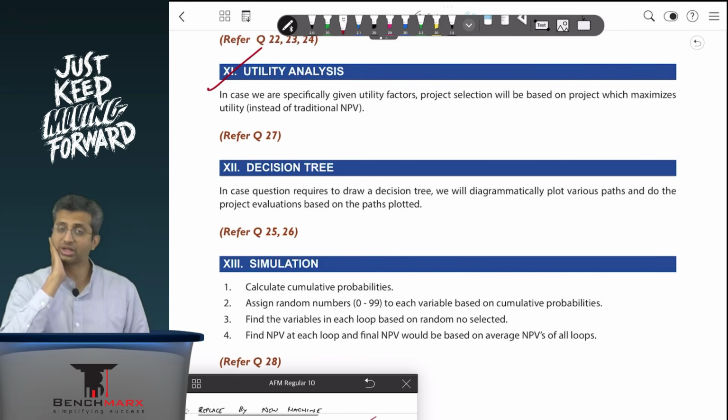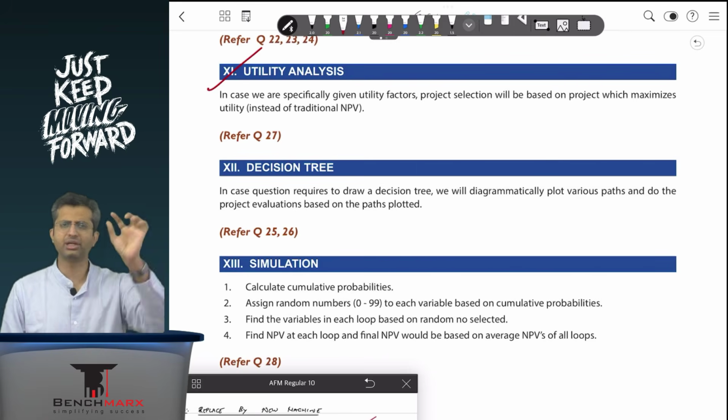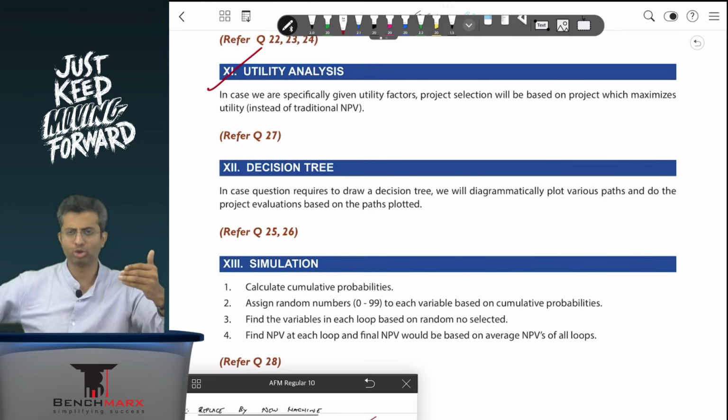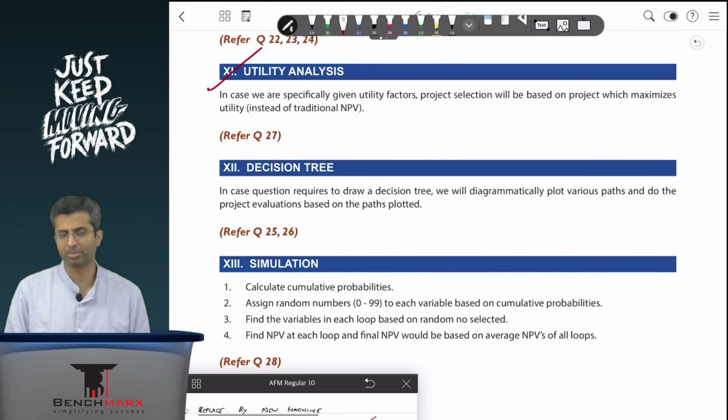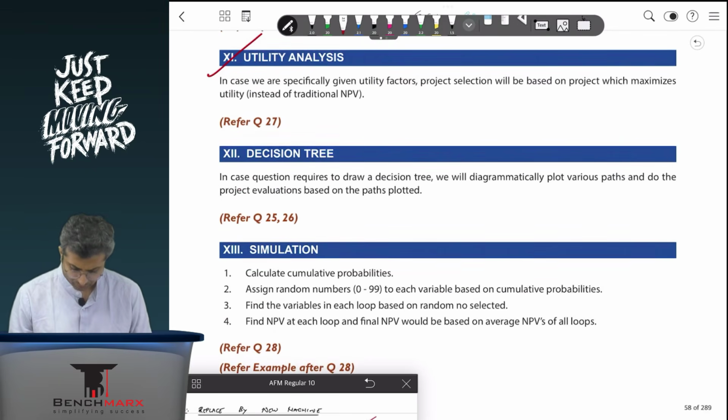How will I know, sir, in the exam whether I have to use utilities? Then utilities will be given to you. If utilities are given to you and assessment is done based on utilities, then you will try to find the expected utility of your project. Whichever project gives you the higher expected utility will be selected. We will do this only if the question specifically requires us and gives us utilities, otherwise this is not done.